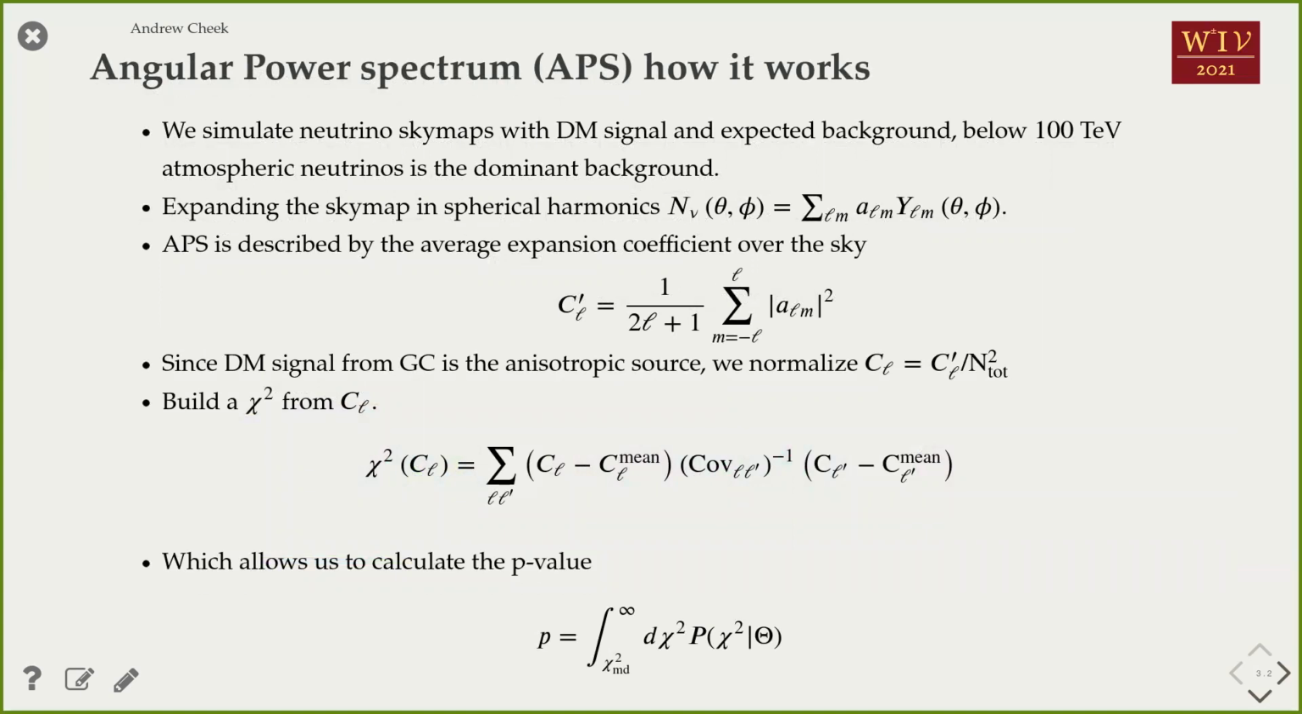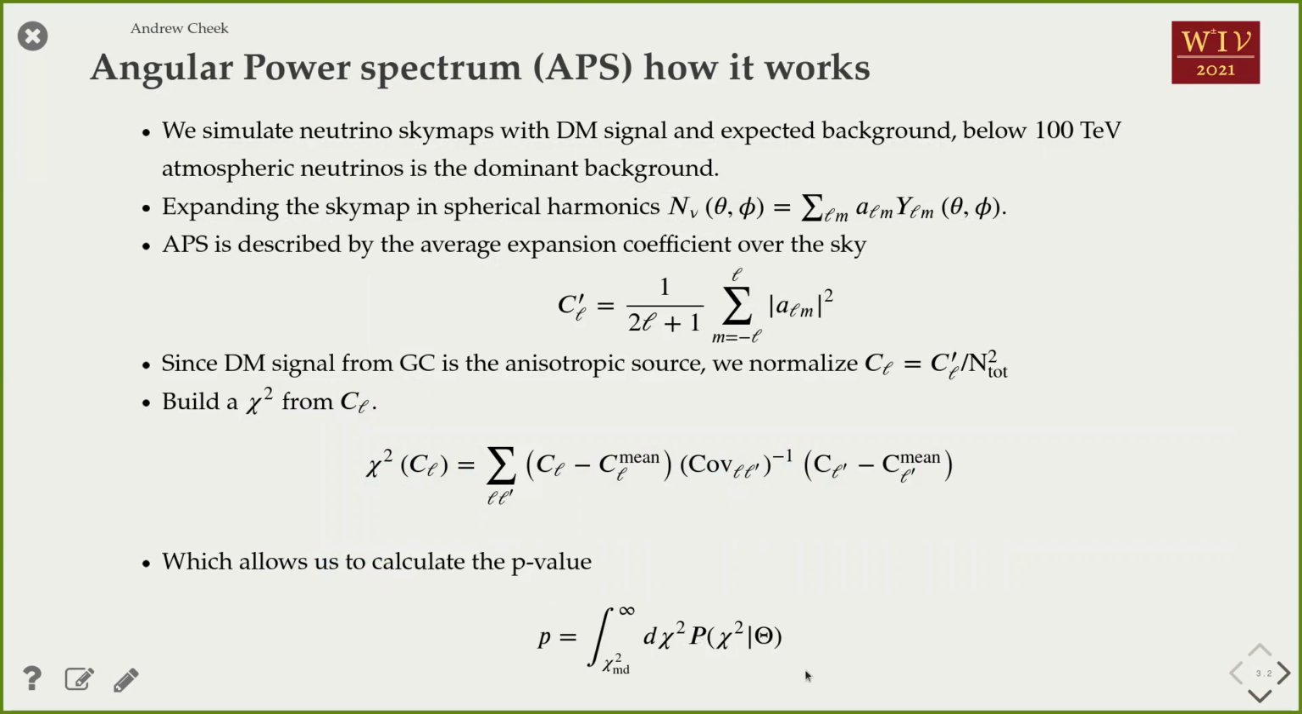I just wanted to give a little overview of how we do this analysis. Basically, we simulate neutrino sky maps that KM3NeT will observe, and then we expand the sky map in spherical harmonics. We build up a power spectrum in the usual way by taking the average expansion coefficient over the sky, defined here. Since the signal we're interested in is anisotropic, we look for anisotropies on the sky. We get rid of the monopole contribution, and we normalize by the total number of neutrino counts, and then we can build a chi-squared from the average expansion coefficients, the mean over our data set of simulations, and the covariance matrix, which is also taken from the data set of simulations.